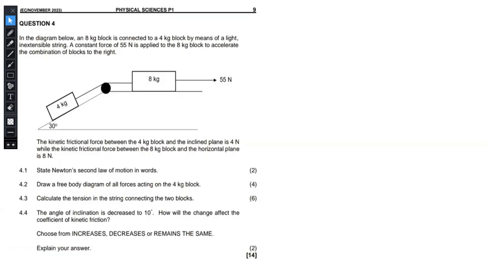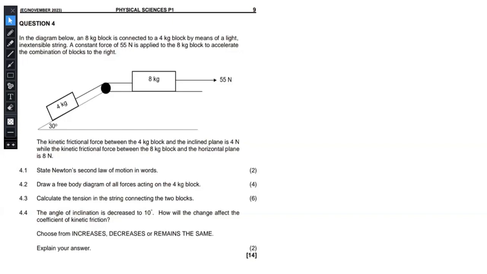Okay, so we have question 4 on Newton's second law. It says in the diagram below, an 8 kg block is connected to a 4 kg block by means of a light, inextensible string. A constant force of 55 newton is applied to the 8 kg block to accelerate the combination of blocks to the right. And then just below the diagram, we have a statement that says the kinetic frictional force between the 4 kg block and the inclined plane is 4 newtons, while the kinetic frictional force between the 8 kg block and the horizontal plane is 8 newtons.